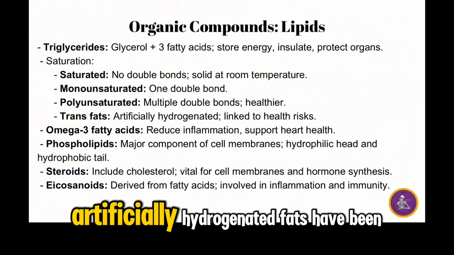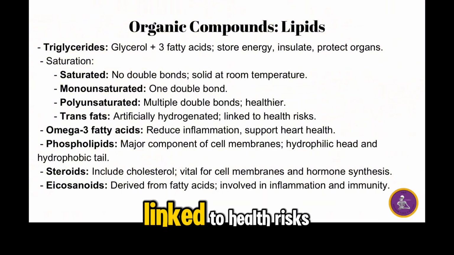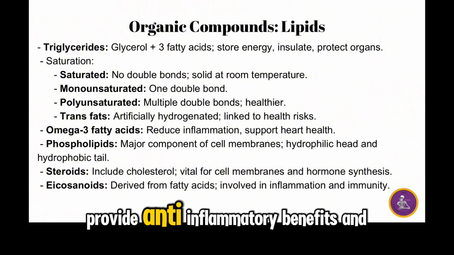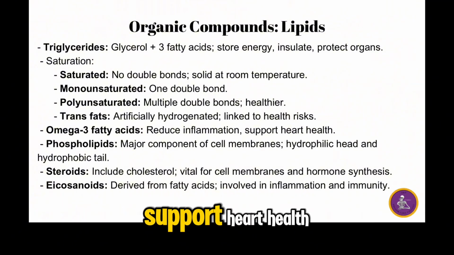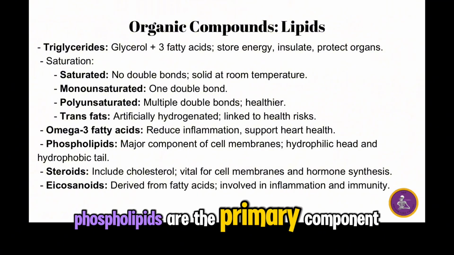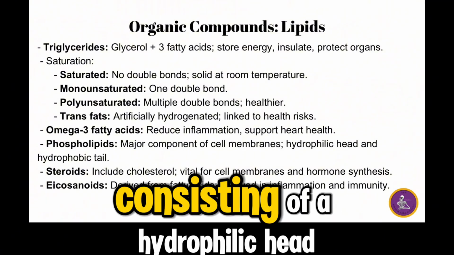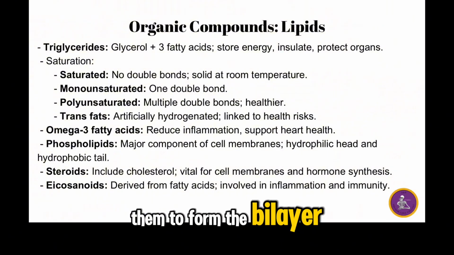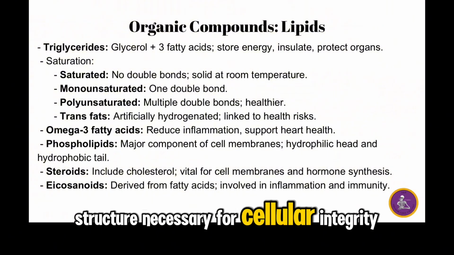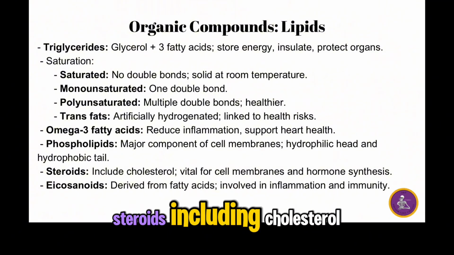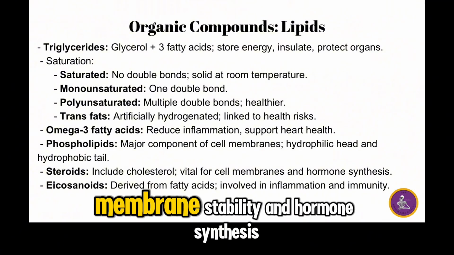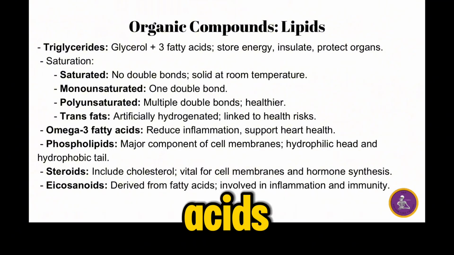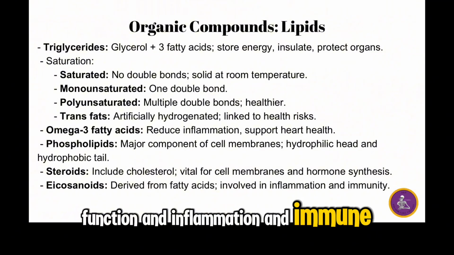Trans fats, artificially hydrogenated fats, have been linked to health risks. On the other hand, omega-3 fatty acids provide anti-inflammatory benefits and support heart health. Phospholipids are the primary component of cell membranes, consisting of a hydrophilic head and a hydrophobic tail, allowing them to form the bilayer structure necessary for cellular integrity. Steroids, including cholesterol, play a critical role in membrane stability and hormone synthesis. Eicosanoids, derived from fatty acids, function in inflammation and immune response.